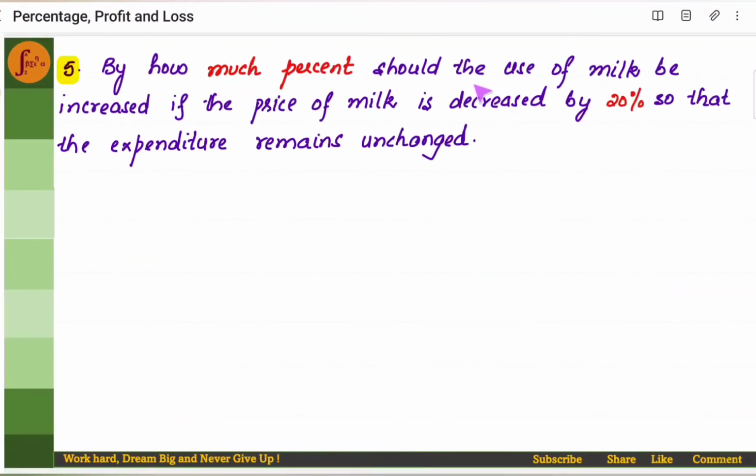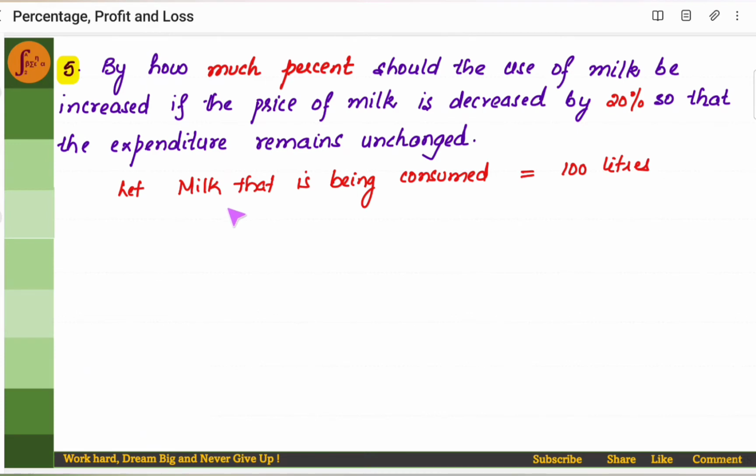Let's go through this particular example now, where we need to find how much percent the use of milk should be increased if the price of the milk is decreased by 20% so that the expenditure remains unchanged. Now what is happening here is, let's assume the milk that is being consumed is 100 liters. The price of the milk is decreasing, reducing, right? Reducing by how much? It's reducing by 20%.